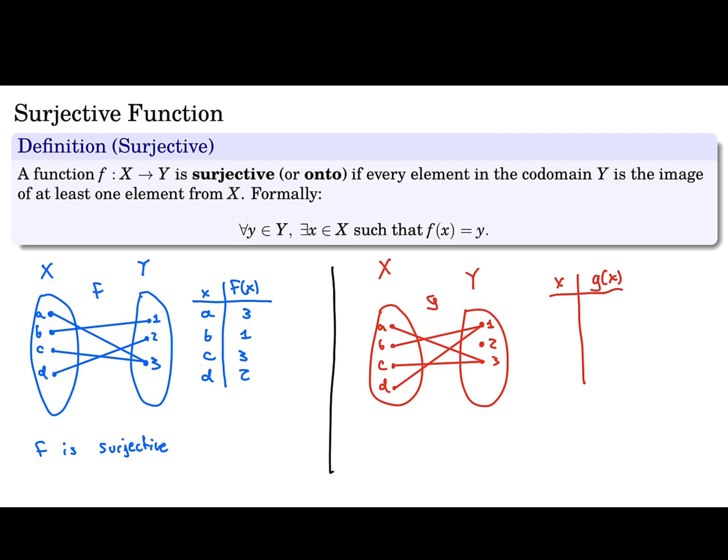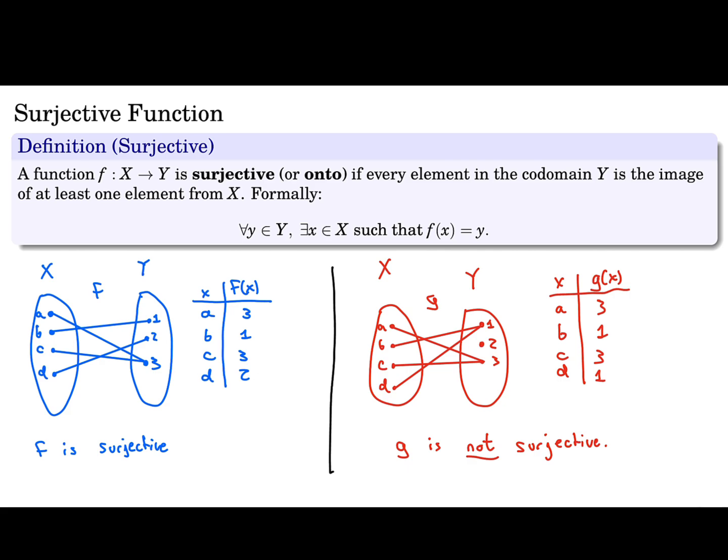For little x here, g of x will be, when x is a, it's going to be 3. When x is b, it's going to be 1. When x is c, it's going to be 3. And when x is d, it's going to be 1 again. Okay, so now g is not surjective. So why not?